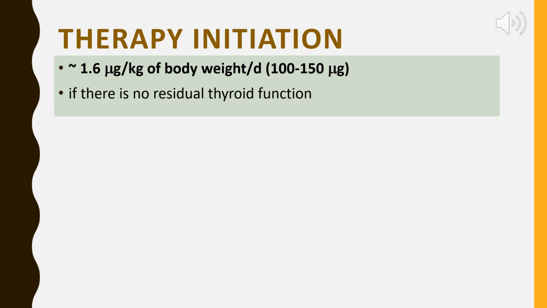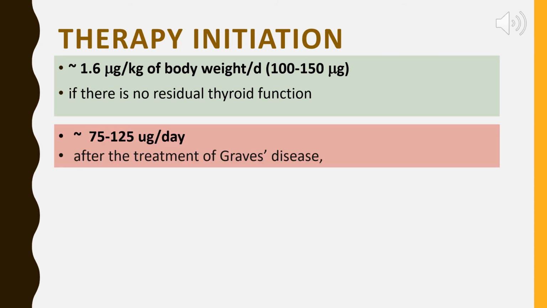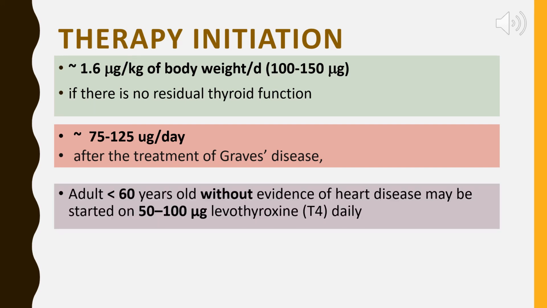If there is no residual thyroid function, the daily replacement dose of levothyroxine is usually at 1.6 microgram per kilogram body weight, ideally taken at least 30 minutes before breakfast. For those patients who develop hypothyroidism after the treatment of Graves' disease, there is often an underlying autonomous function necessitating a lower replacement dose. Adult patients under 60 years old without evidence of heart disease may be started on 50 to 100 microgram levothyroxine daily.